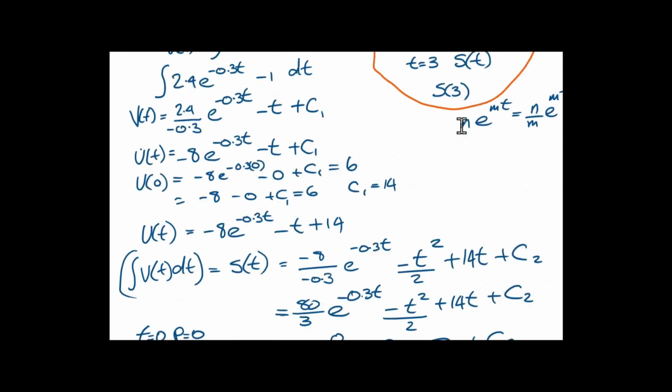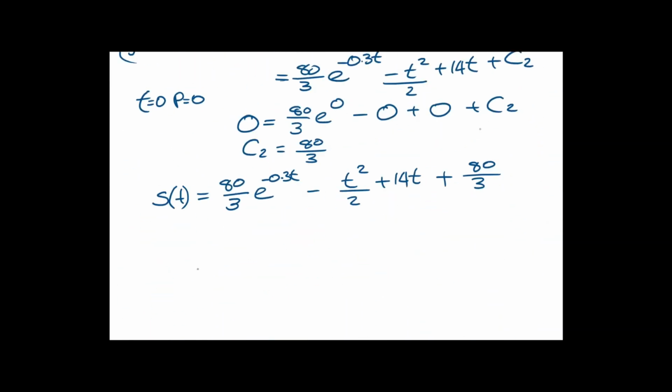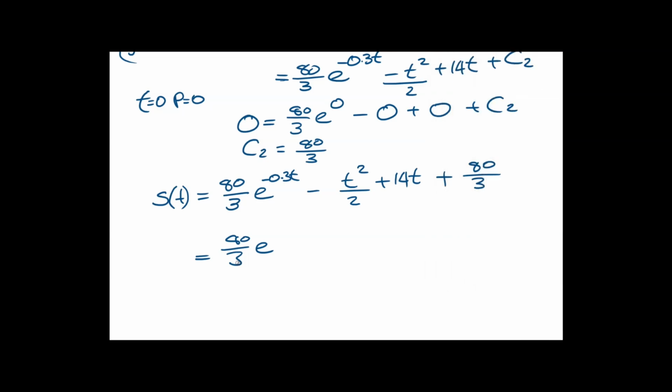Fantastic. But is that the final answer that we need? How far is it 3 seconds afterwards? Okay, so easy. t equals 3. e to the, 0.3 times 3 is negative 0.9, minus 3 squared over 2, plus 14 times 3, plus 80 over 3.